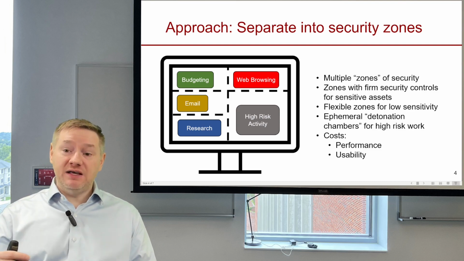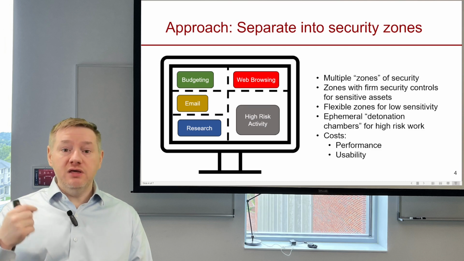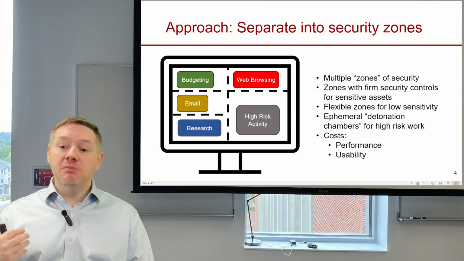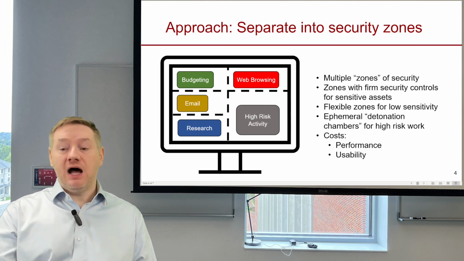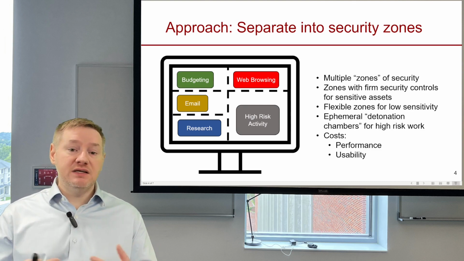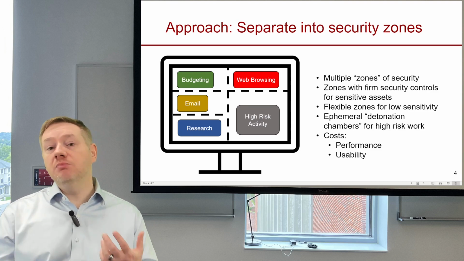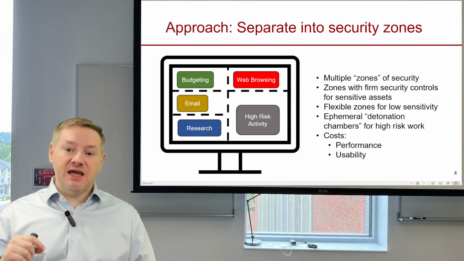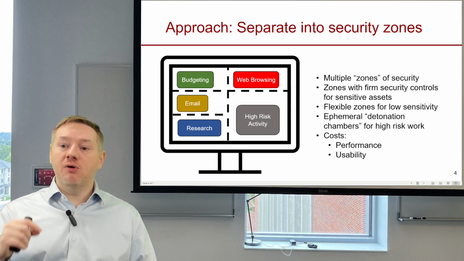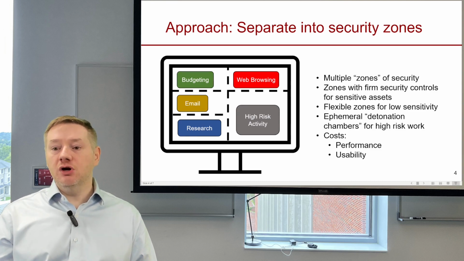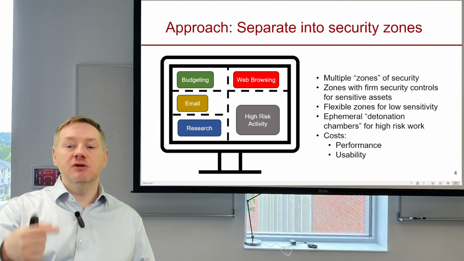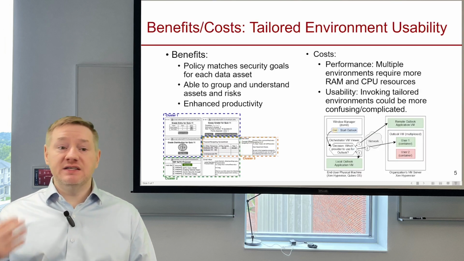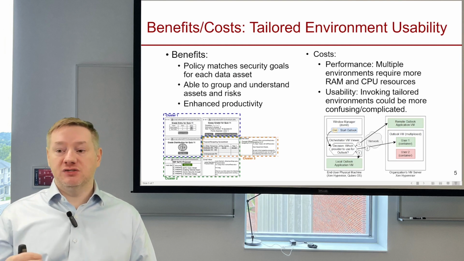For my finances, we might lock that down so I can only use financial applications to work with that data. But when I'm creating programs or developing, I can have an entire space that has policy that is much more flexible, allowing me to build and do what I want. So instead of sacrificing productivity and performance for security, we allow you to make those individual decisions based on each of these different security goals. And so the benefit of this is that we can now write policy that matches our security goals.